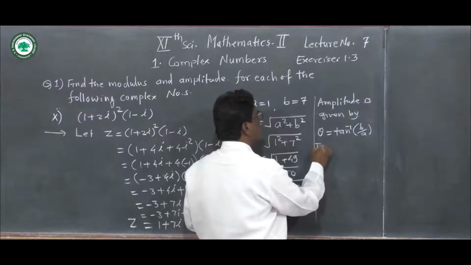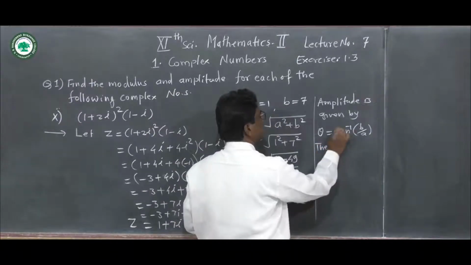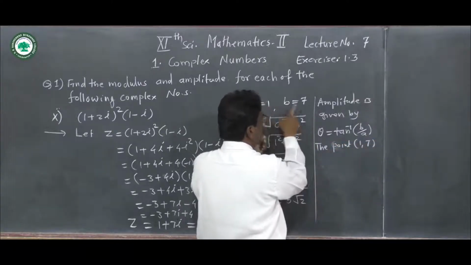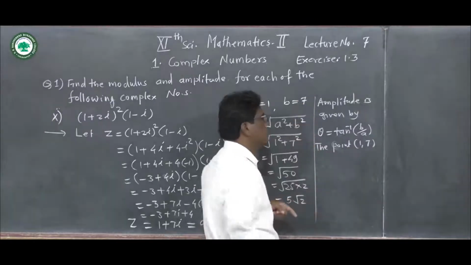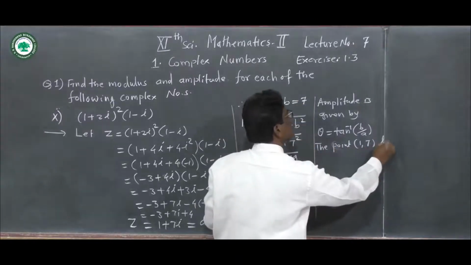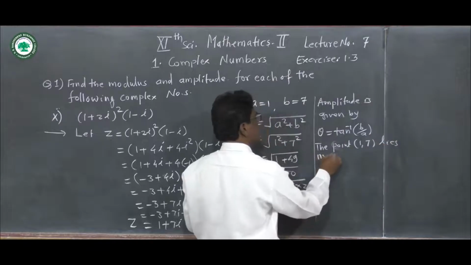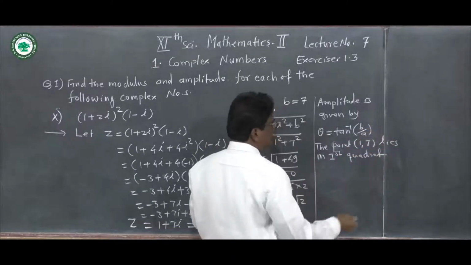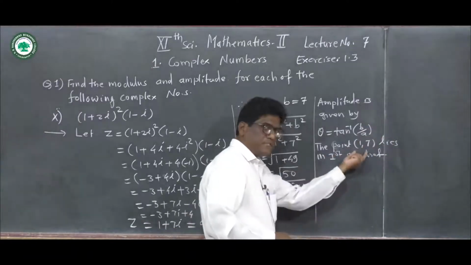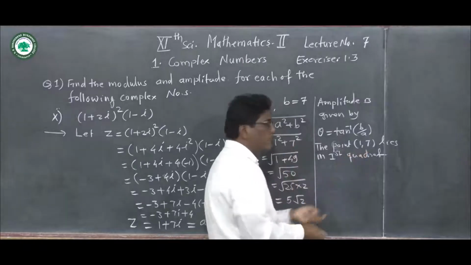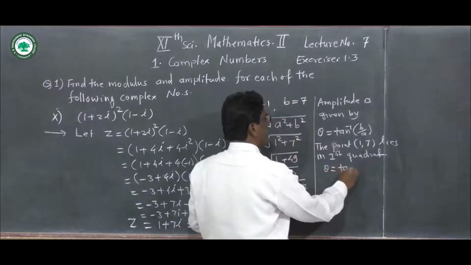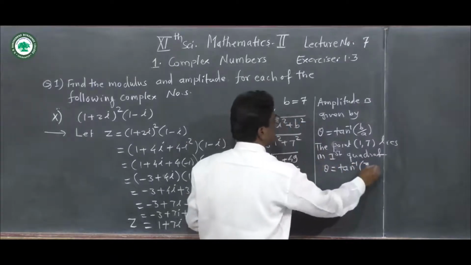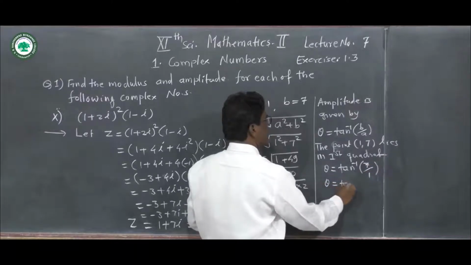So the point 1, 7, both are positive, plus and plus. So plus plus, it is in the first quadrant. So the point 1, 7 lies in the first quadrant, and therefore since this point lies in the first quadrant, the angle should be in the first quadrant. Therefore theta is equal to tan inverse of, put the value of b as 7 divided by a as 1. That means theta is equal to tan inverse of 7.